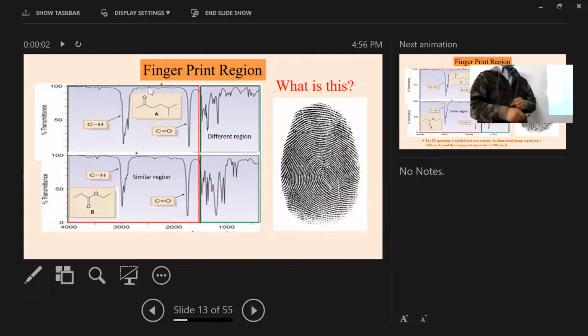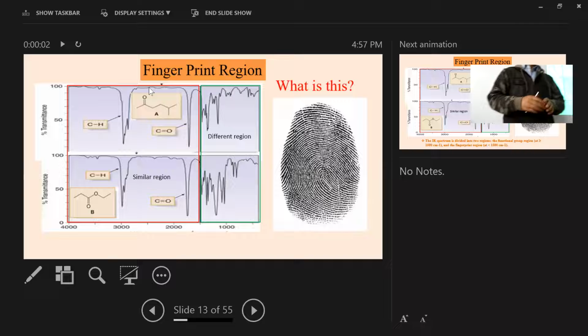If you can take the infrared spectrum from 500 to 1500 wave number, that is completely different for two different molecules. Even if they are from the same group of molecules, this molecule also has a carbon oxygen double bond, this also has a carbon oxygen double bond, so they are from the same family.